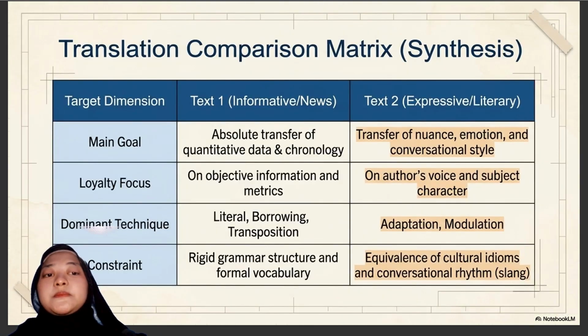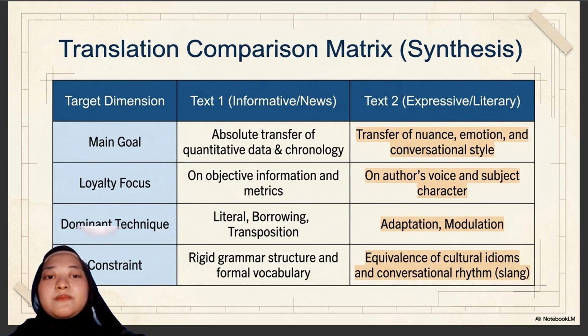Next is comparison matrix. This slide summarizes the comparison between the two text types. For informative text, the main goal is the accurate transfer of data and chronology. Loyalty is focused on objective facts and techniques such as literal translation, borrowing, and transposition are dominant. The constraint is rigid grammar and formal vocabulary.